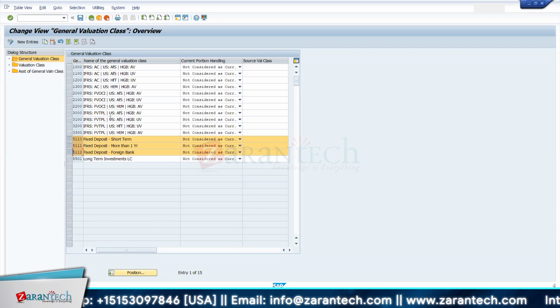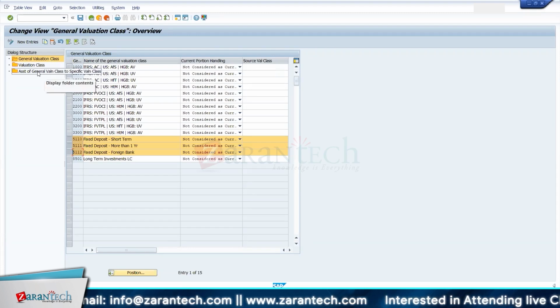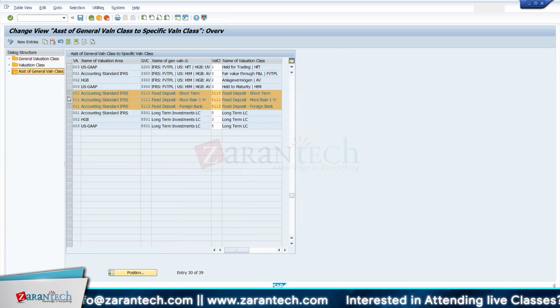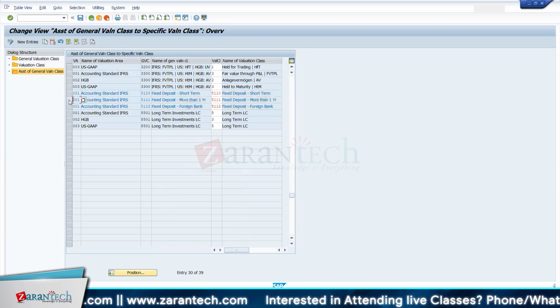But suppose if you have multiple ledgers, multiple GAAP requirements, right? So you create those as a valuation area. Now you can see here, we have this valuation area, which means you have different GAAPs. So currently I have one GAAP.